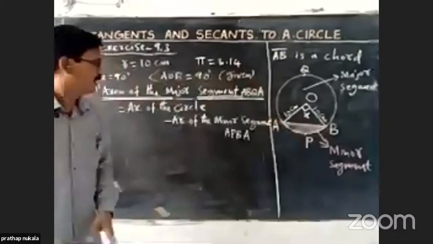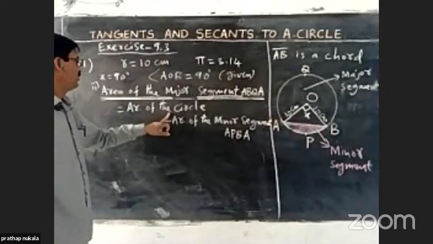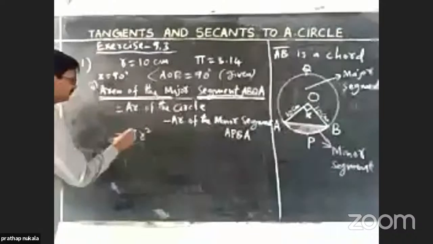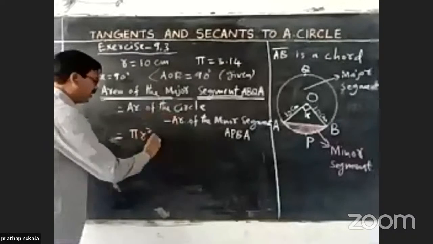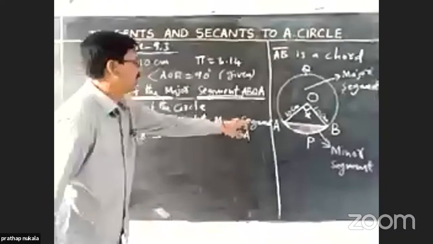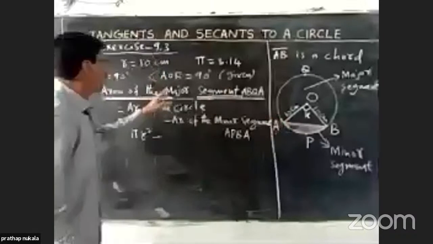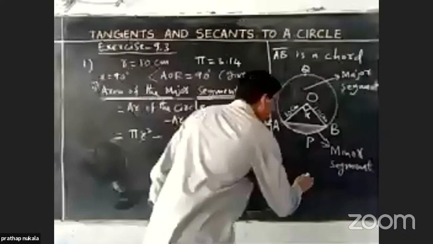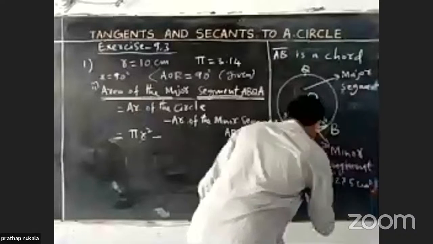APBA. That's all. Now, what is the formula to find the area of a circle? It is pi r square. Area of a circle is pi r square. I am writing the formula, minus area of the minor segment of the circle. Already we found it is 28.5 centimeters square.